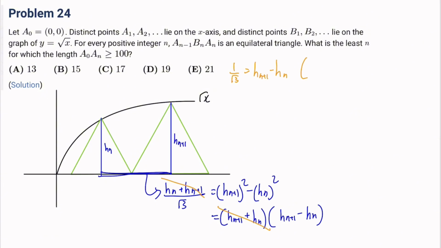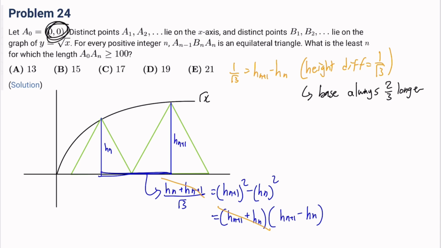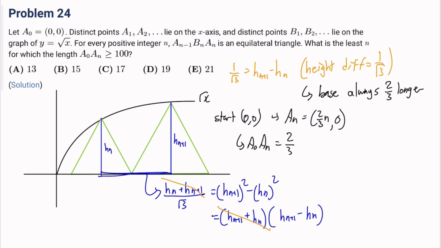And so this is just the height difference. Since the height difference is equal to 1 over root 3, right, then this means that the base is always going to be 2 over 3 longer, right? Since we start at 0, 0, that means an, this length, is going to be 2 over 3 n, 0, right? And so that means A0, An is going to be equal to 2 over 3 times n.